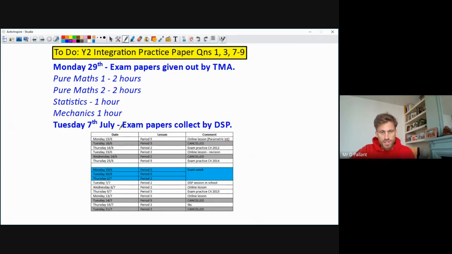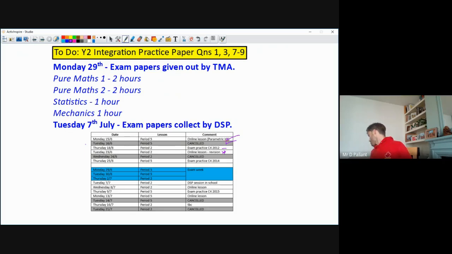This is the lesson schedule that I uploaded to the classroom last week. And just to be clear, so we've now got Monday. I put that lesson there last week. The Tuesday lesson was cancelled. That's fine. The Thursday lesson, the exam practice, was set. That is, of course, due. Tuesday the 23rd is now this lesson, which is some integration revision.